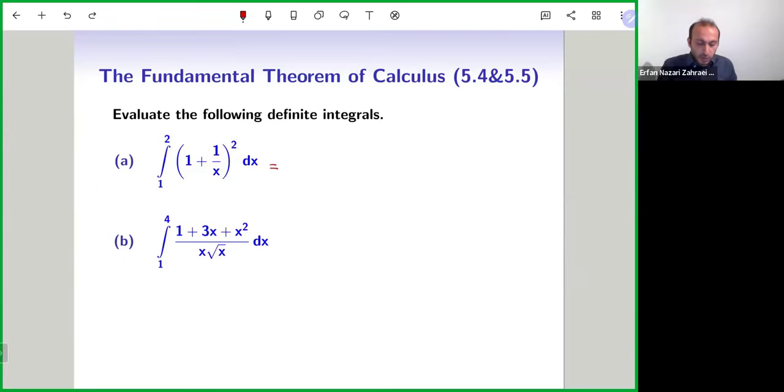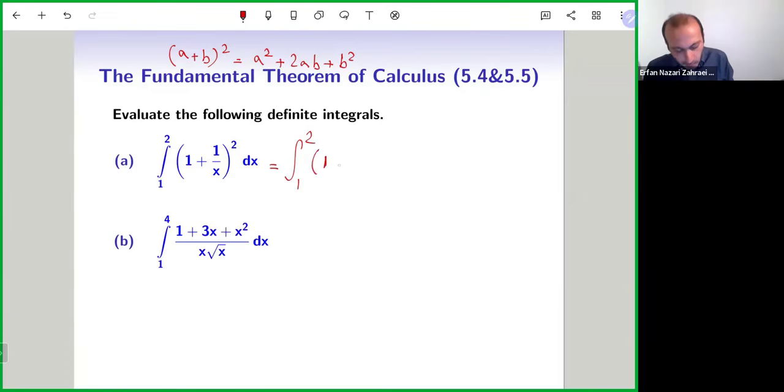What we need to do is to expand this expression to have just a sum of power terms, and then use the very simple power rule for antiderivatives to find the antiderivatives. So I need to use this formula: (a plus b) squared is a squared plus 2ab plus b squared. If I apply that formula, I get 1 squared, or 1, plus 2 times 1 over x, which is 2 over x, or let me write it as 2 times 1 over x.